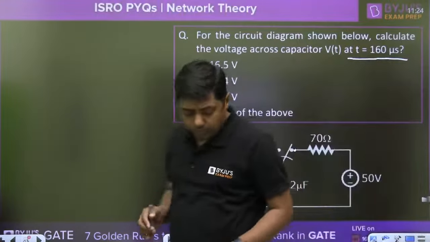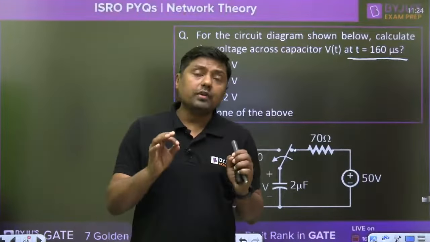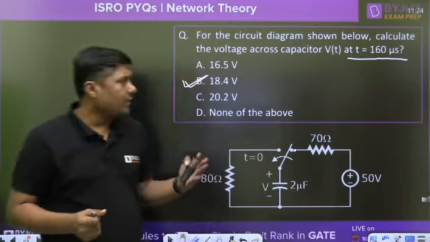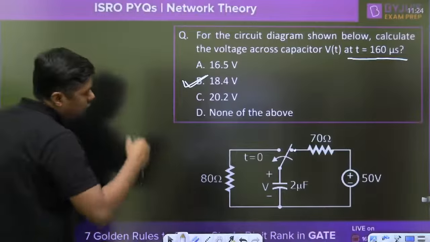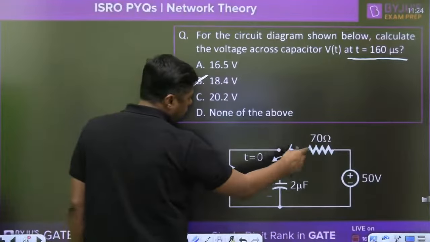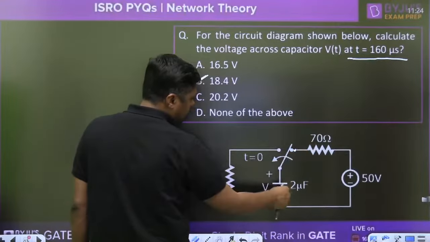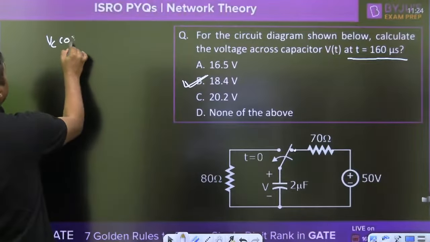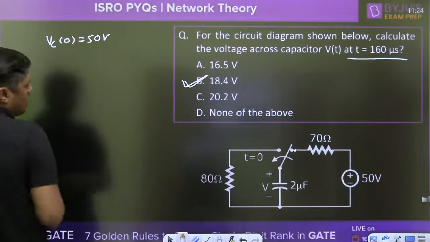So you see the nature of the question, very simple one, source free RC circuit. So you are familiar with that. Directly without solving anything you can give the answer. Initially it is connected here, the capacitor acts as open circuit. What is the voltage across the capacitor? 50 volt. Okay, directly you can write 50 volt.